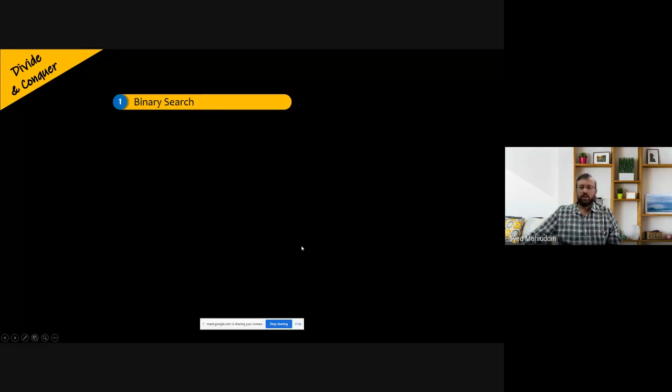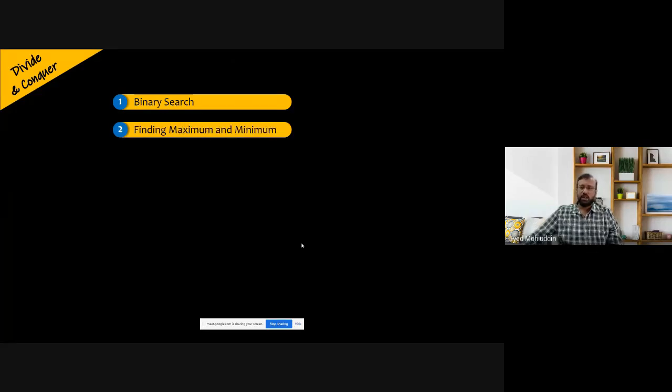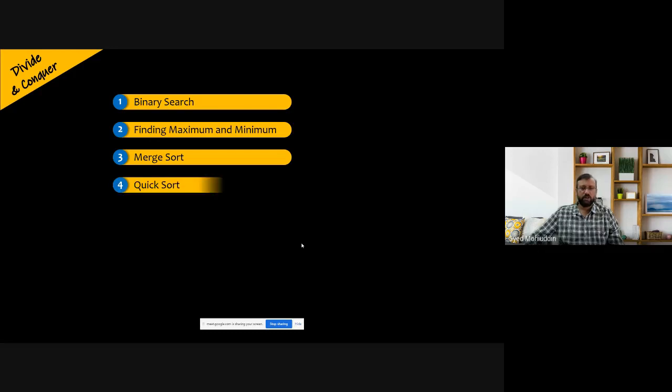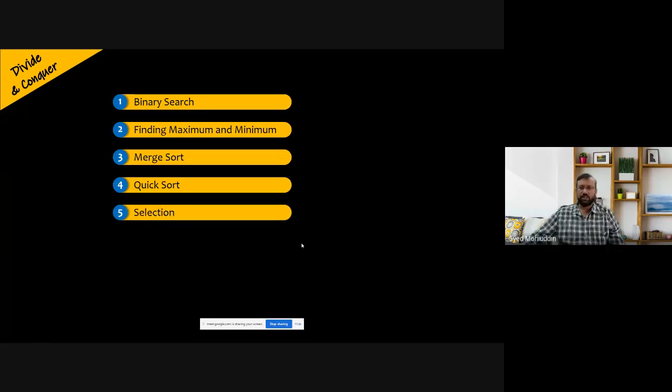Now, the divide and conquer approach or strategy can be applied in binary search, a term you might be familiar with. It can be applied for finding minimum and maximum elements from a collection of elements. It can be applied on merge sort, which you might be familiar with, and quick sort, one of the sorting techniques. Merge sort and quick sort are the most efficient techniques of sorting a collection of elements. And it can be applied in the selection problem.